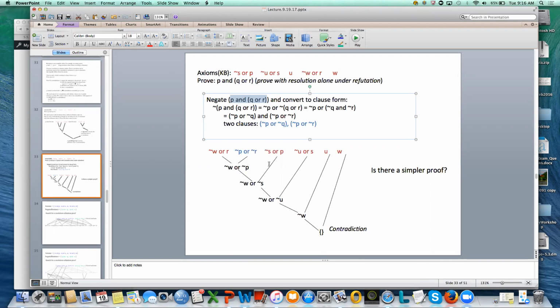I can resolve this expression with not S or P. The P's cancel. I get this expression. Not U or S resolves with not W or not S. The S's cancel. I get this expression. This resolves with a single U. I get not W. Not W resolves with W, and I get an empty set. And that's the sign of a contradiction in a resolution proof.